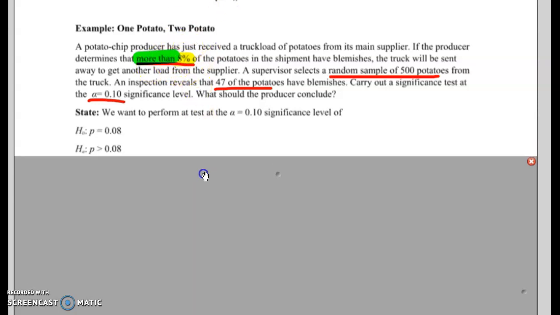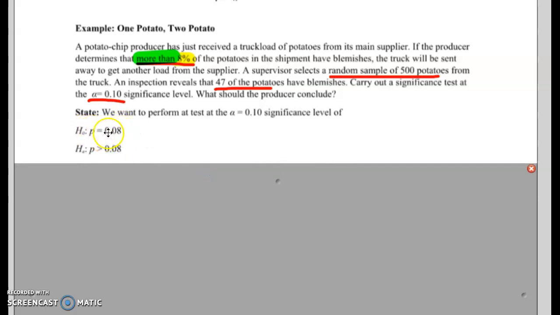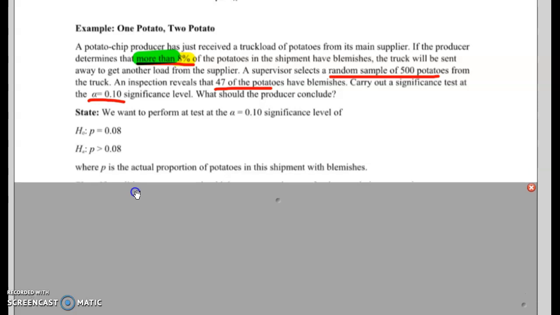So here the null is that it equals 8%. Some books will use a less than or equal to, but we're fine with just equal. So we're going to assume that the proportion of blemished potatoes is 0.08, or 8%. And the alternative is, we wanted to see, is there actually more than 8%? Or is the proportion greater than 0.08? And then we also need to define what that p means. Here p is the actual proportion of potatoes that are blemished. And that's it for the state.